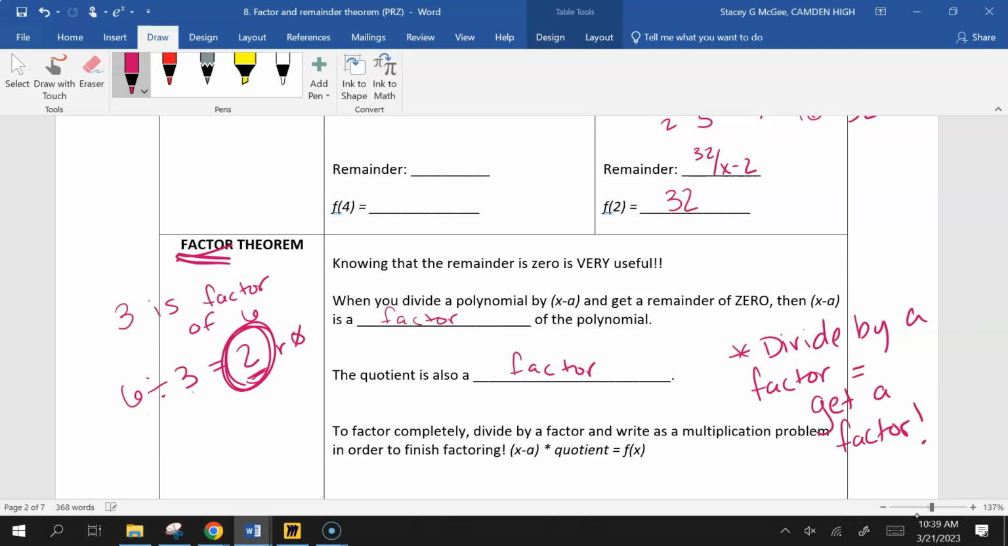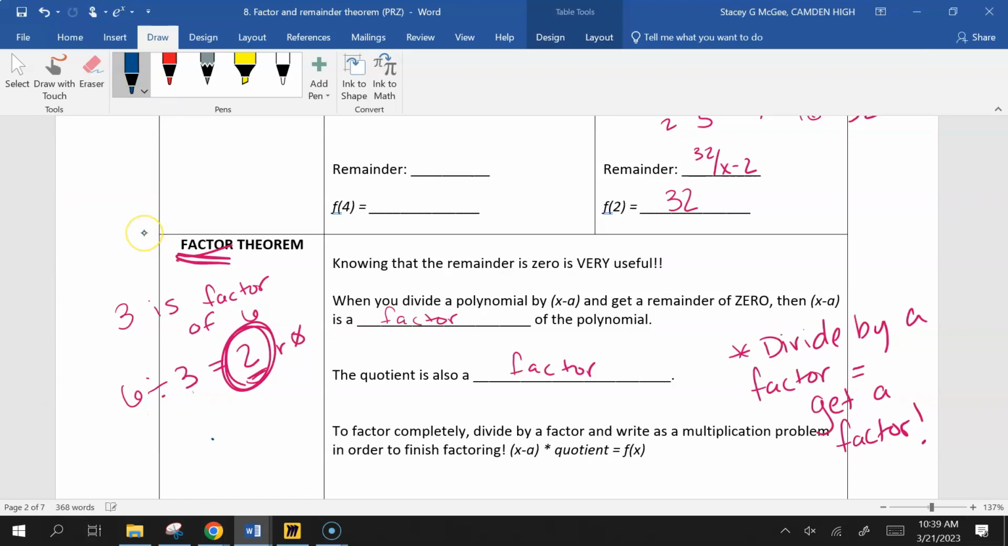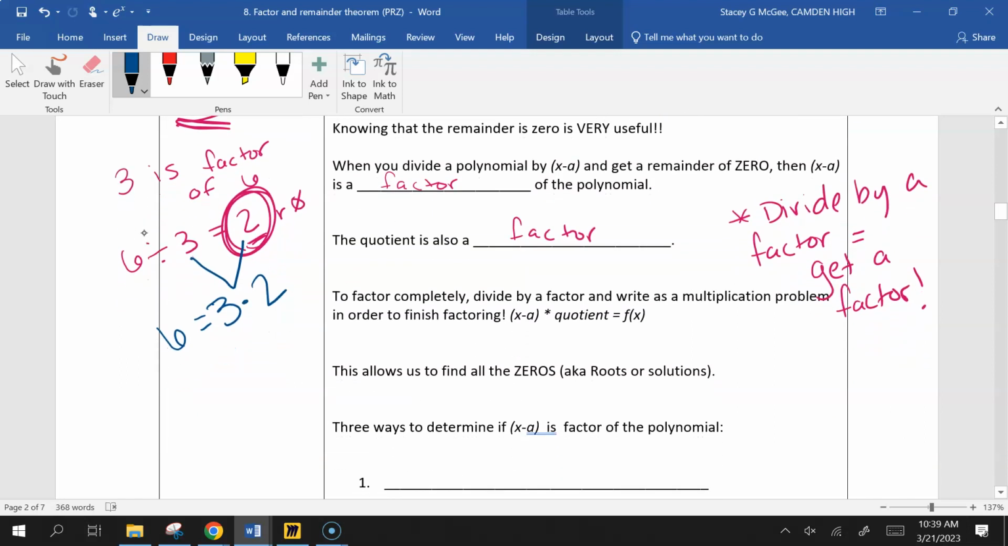In fact, you could write these two factors together, which is what we're going to be doing, and you could say that 6 could be written as 3 times 2, as the product of two factors. And that's really where we're going with this and what we'll be doing. And that's what the next part is talking about. So to factor completely, we divide by a factor and then write it as a multiplication problem with its other factor, which is just what you get when you divide.